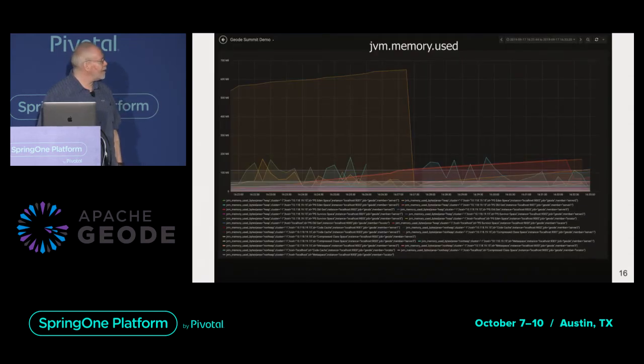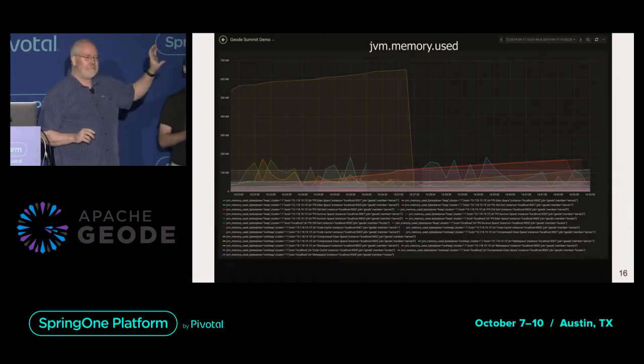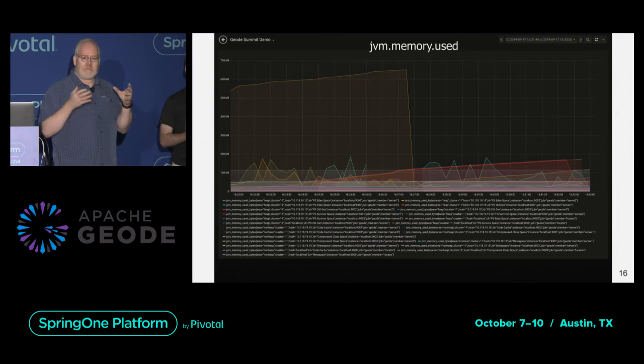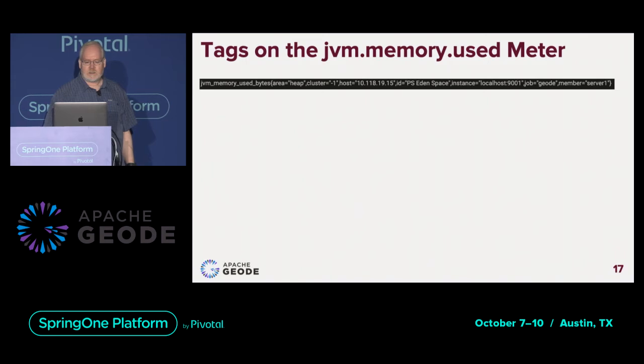Back to our slide. Every one of these, why are there 24 meters here? A meter is identified not only by its name, but by the combination of tags. And what that means is there are 24 combinations of tags on these meters. And we'll take a look at what that means.